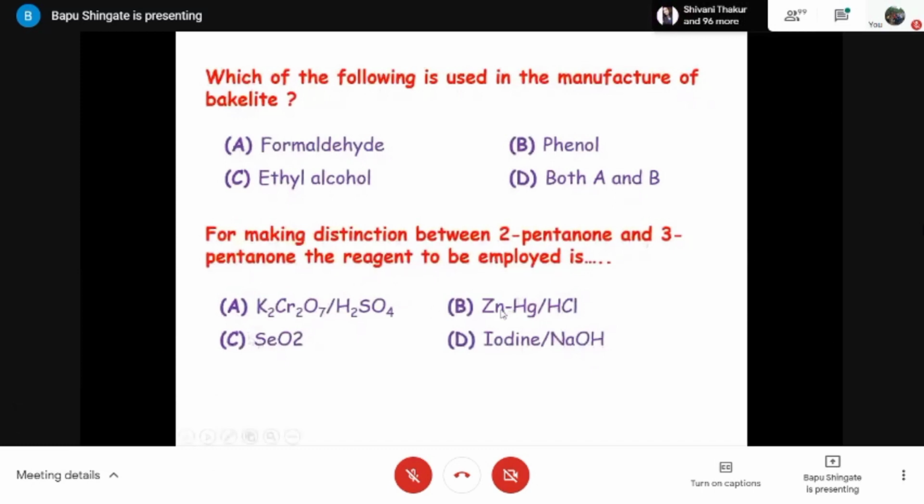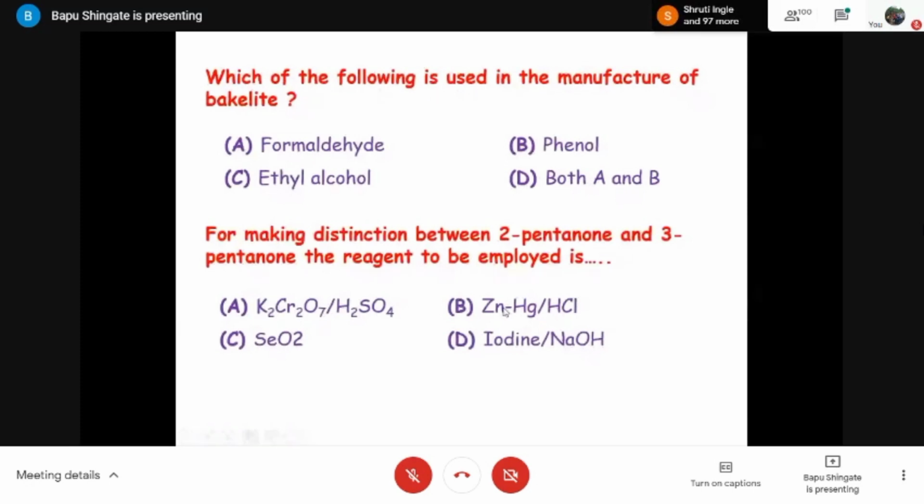See, zinc amalgam and HCl. If you have the structures of 2-pentanone and 3-pentanone, these are Clemmensen reduction conditions, which give n-pentane, as reduction of the carbonyl group takes place. That's why this reagent cannot be used for distinguishing 2-pentanone and 3-pentanone.